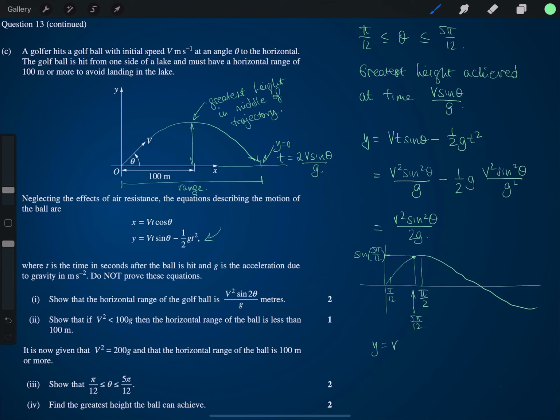So here we have our greatest y value happening at v squared sine squared 5 pi on 12 all over 2g. And we'll recall that we've been told v squared is 200g, so we can pop that in. If we tidy that up along the way, we'll have 100 sine squared 5 pi on 12, which comes out at about 93.3 meters.